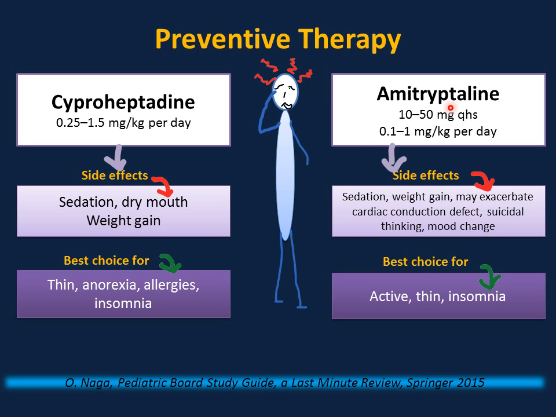Amitriptyline is a tricyclic antidepressant, another option to prevent migraine. The dose is 10 to 50 milligrams once at bedtime, and start usually with the lowest effective dose and continue the lowest effective dose to avoid side effects. Possible side effects of this medicine: sedation, weight gain, may exacerbate cardiac conduction defect, suicidal thinking, very important to inform the parents, and mood change. This is the best choice for a child who is active, thin, and is having trouble sleeping.